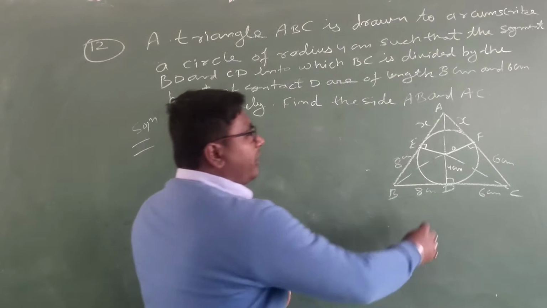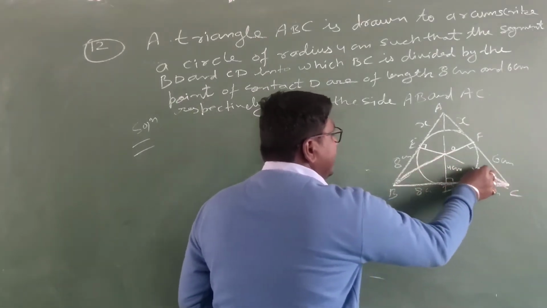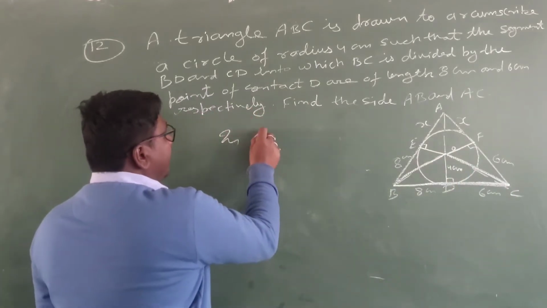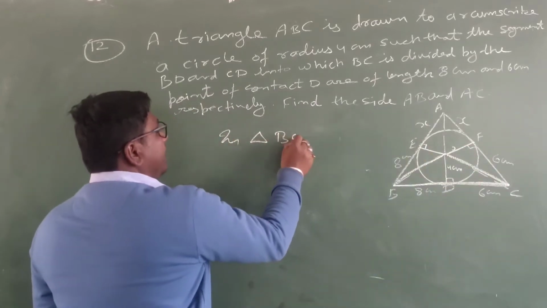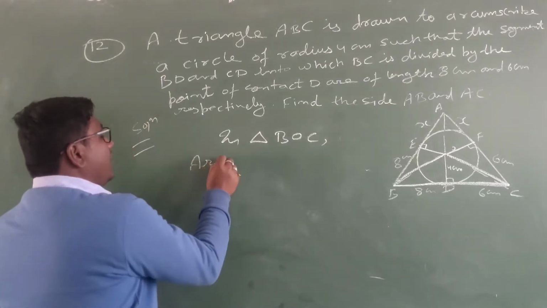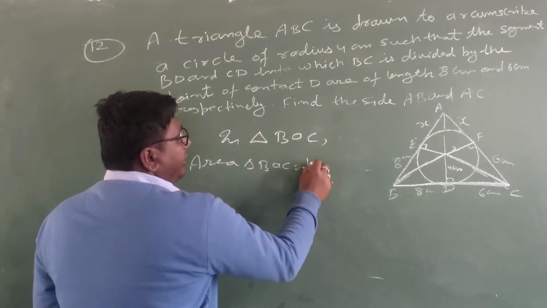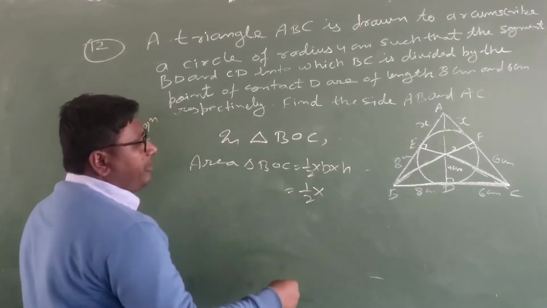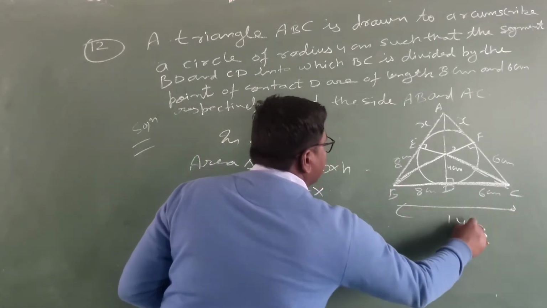So overall we are having three triangles in this ABC. First of all, in triangle BOC, we are getting the area of triangle BOC. So area of triangle BOC will be equal to half into base into height. So half will be here, and what will be the base? Base will be 8 and 6, which is 14. This is the 14.